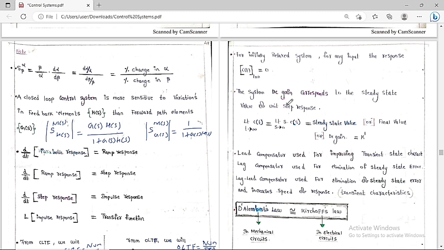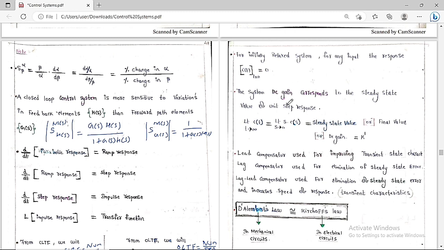So what is the meaning of this? Suppose you take a transfer function, and for a system we give a step input, then we get the unit step response. For this unit step response, I want to know what is the steady state value. The steady state value itself is the DC gain in the transfer function. Whatever the DC gain in the transfer function, that is called the steady state value of the unit step response.